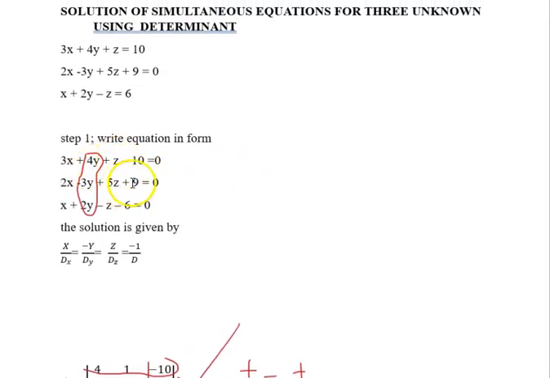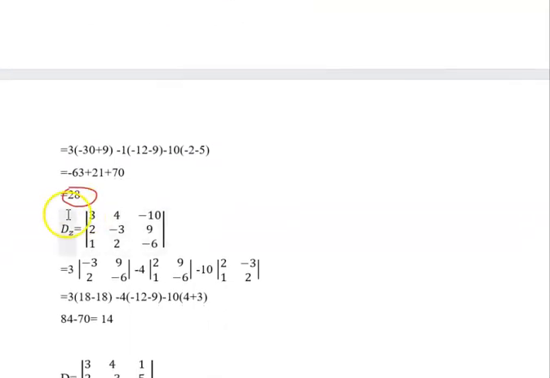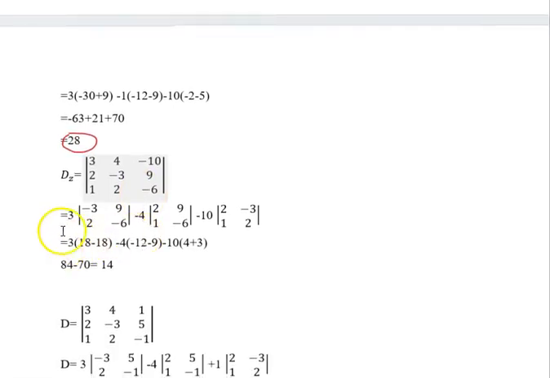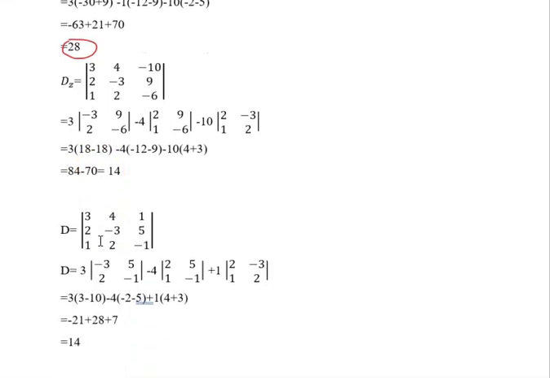We continue with Dz. You get the determinant of coefficients left when the z column is covered up. This is the z column, 1, 5, negative 1, which is covered up. So you get the determinant of this one. 18 minus 18 is 0. Then minus 21 times minus 4, you get 84. Then 7 times negative 10, you get minus 70. So it will be 84 minus 70, you get 14.